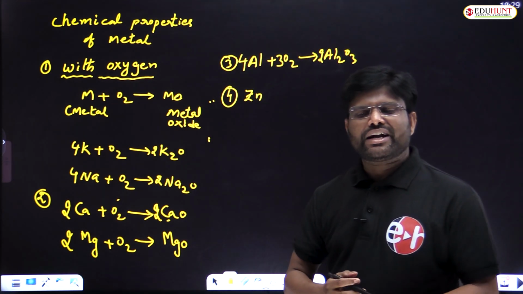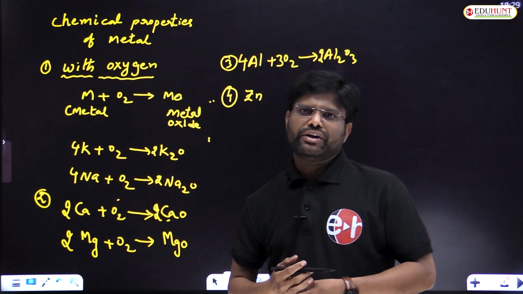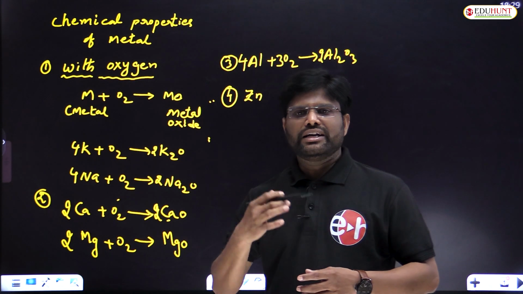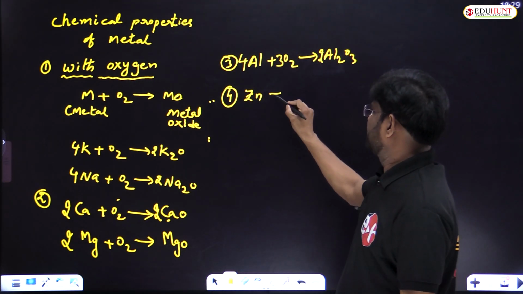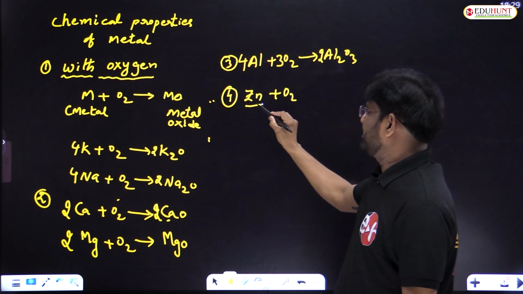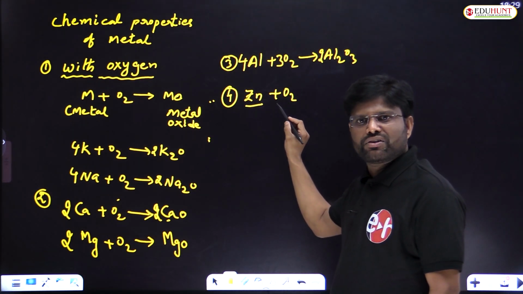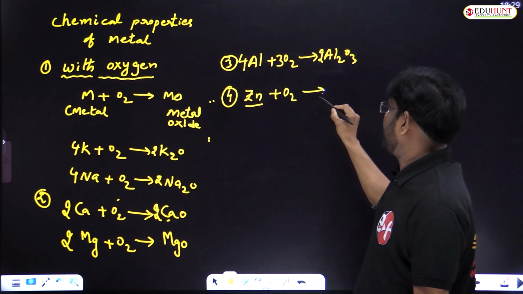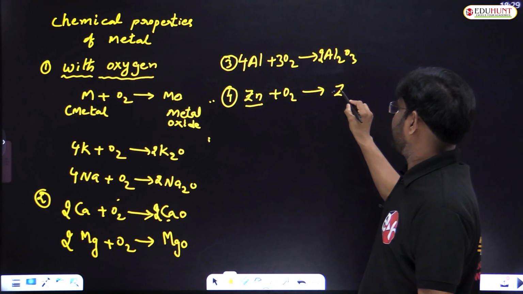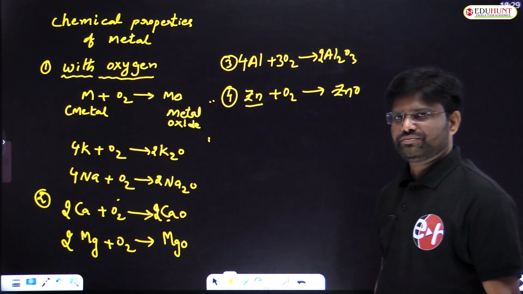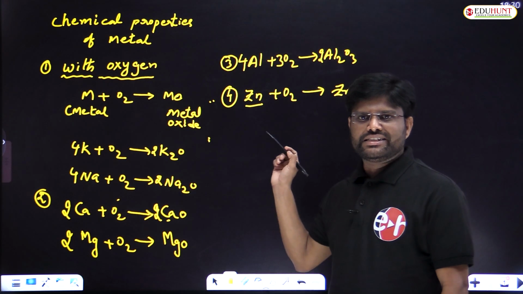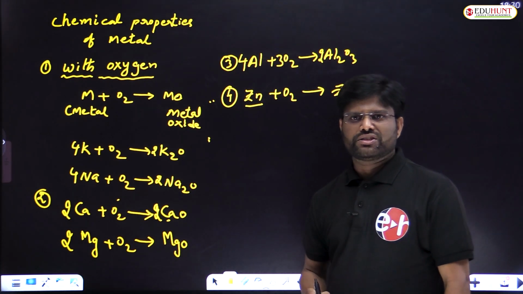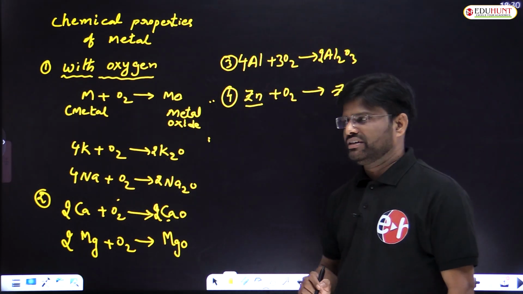Actually, zinc doesn't react with oxygen directly. So, when you heat the zinc, then it reacts with oxygen and forms zinc oxide. So, we should heat the zinc metal, and in the presence of oxygen, it forms zinc oxide. Zinc is less reactive. So, zinc is heated in the presence of oxygen to form zinc oxide.